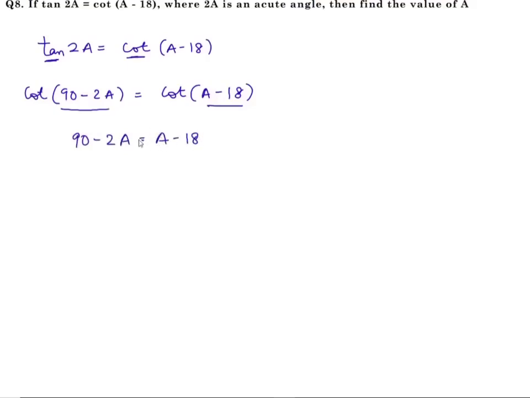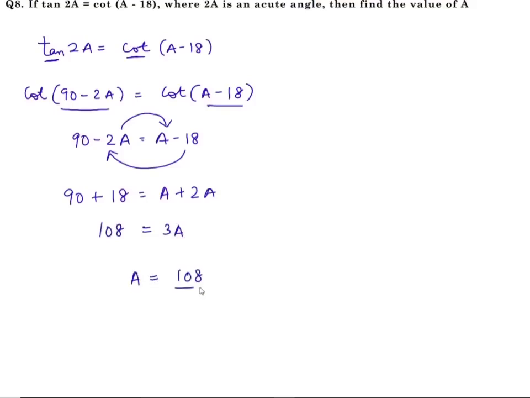Now shift all the like terms to the LHS and RHS. I'll shift minus 2a to the RHS and minus 18 to the LHS. 90 plus 18, after shifting, equals a, and minus 2a becomes plus 2a. A plus 2a is 3a. Now 90 plus 18 is 108. Now a equals 108 by 3. 3 ones are 3, 3 sixes are 18, so we get 36 degrees. The value of a is 36 degrees.